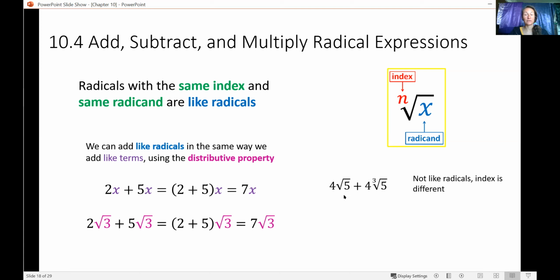Something over here like this, 4th root of 5 plus 4 cube root of 5, these are not like radicals because the index is different. We cannot add this. These are as simple as this expression can get. Okay.